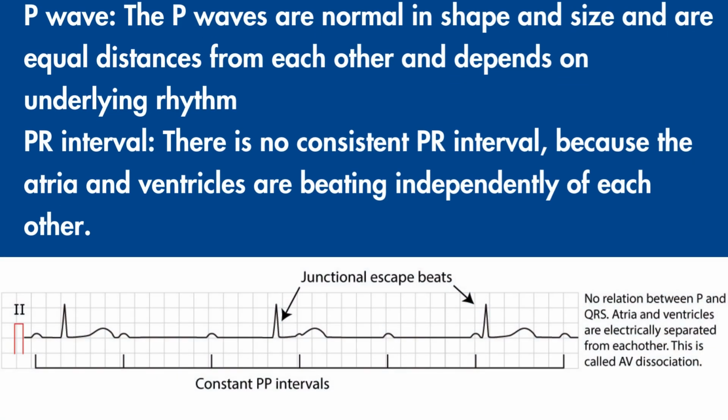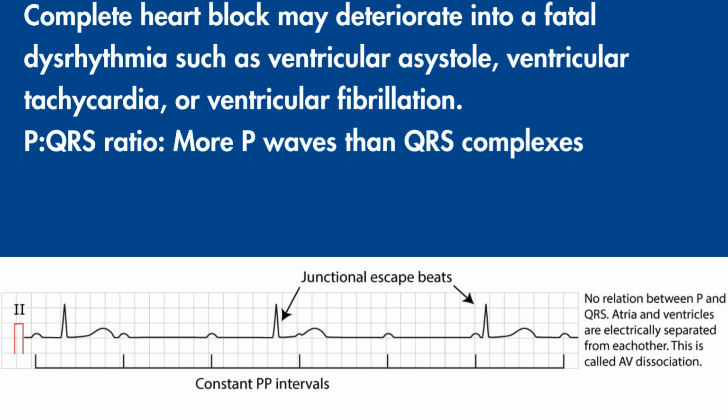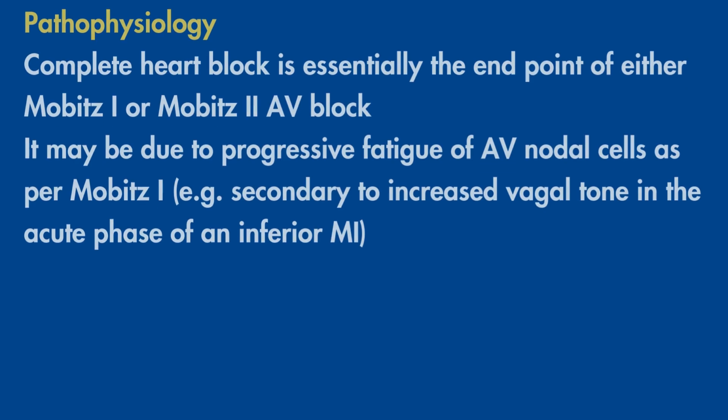The P waves are normal in shape and size and are equal distances from each other, depending on the underlying rhythm. There is no consistent PR interval because the atria and ventricles are beating independently of each other. Thus, all the PR intervals are different. Complete heart block may deteriorate into a fatal dysrhythmia such as ventricular asystole, ventricular tachycardia, or ventricular fibrillation. More P waves than QRS complexes are seen.